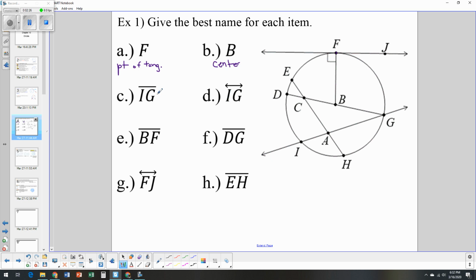Segment IG. Now, it's very important that this is a segment. If I look at IG, if I'm only talking about the part that starts here and ends here, that would be a chord. Whereas if I'm now talking about line IG, notice the arrows, we're talking about the actual line that passes through it, so that would be a secant.